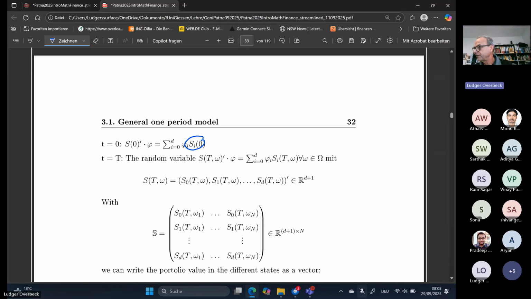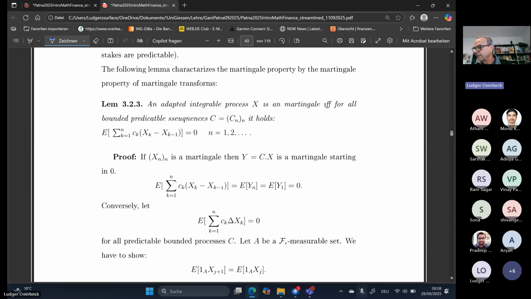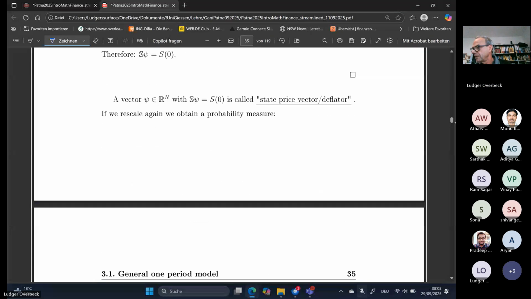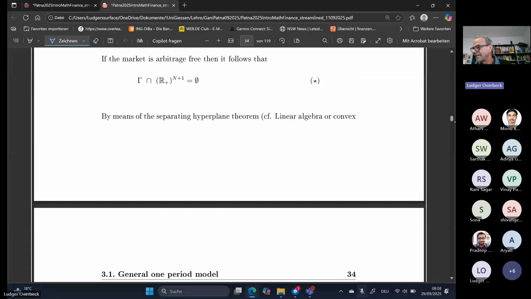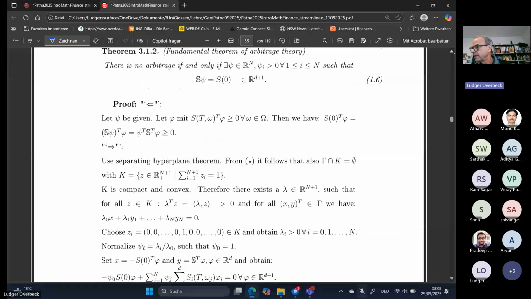And then we had said, okay, non-arbitrage means that if you invest nothing at the beginning, you won't get any gain. Gain means there's no loss, and in one scenario you have a gain. So that's basically non-arbitrage. This was the main theorem.